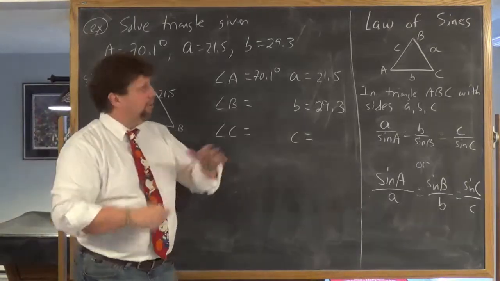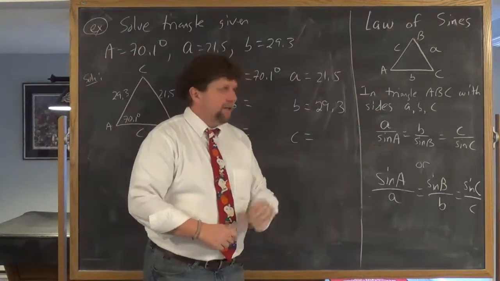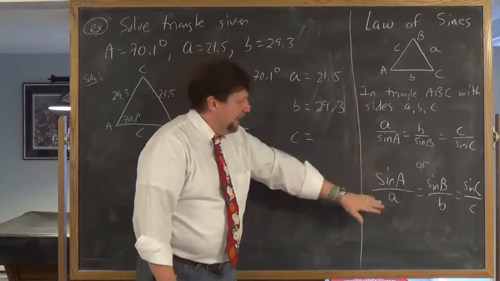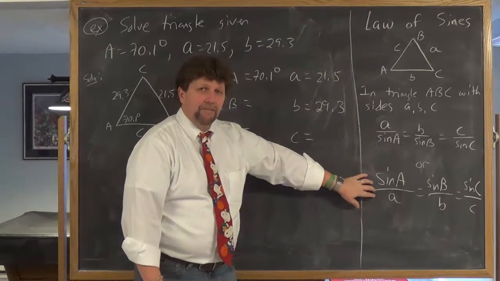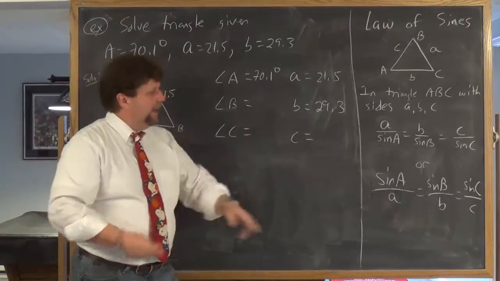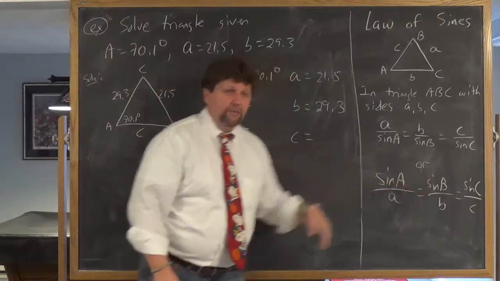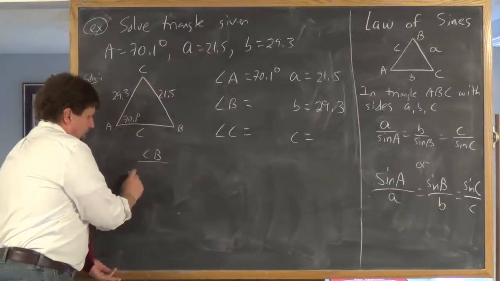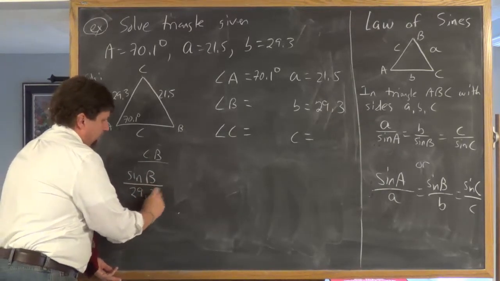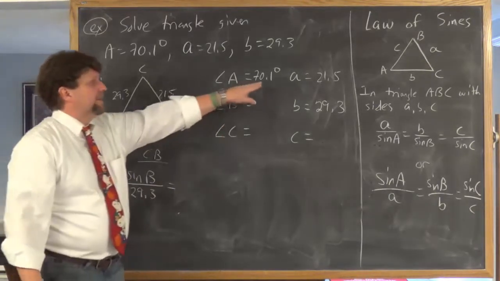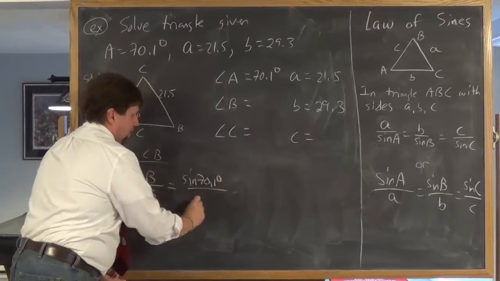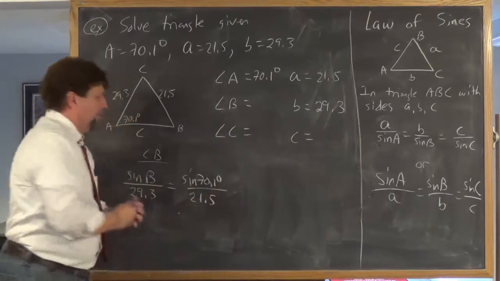And this will be the last example where I keep the law of sines up on the board because I'm going to need this space here in a minute. But the reason why I kept it up here is I'm using this alternate version of the law of sines now. I'm trying to find an angle. So since that's what I'm trying to find, I'm going to be putting the sine of the angle in the numerator. So I would have the sine of angle B over side B, 29.3, equals the sine of angle A, so it's the sine of 70.1 degrees, over side A, 21.5.